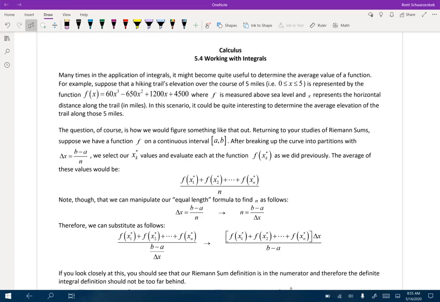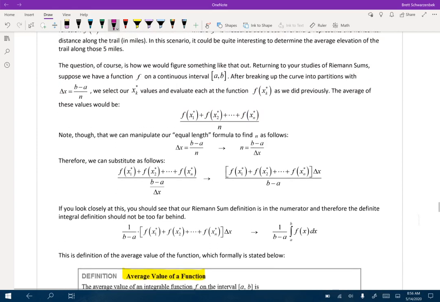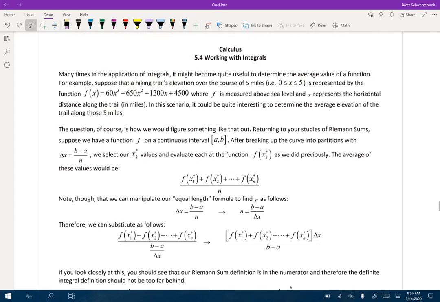This is the 5-4 notes for Calculus 1. This entire section basically revolves around one concept called the average value of a function. So you're going to learn about what this means and how to apply it. It's a pretty short section, but the main concept you need to get out of it will be that, which I'll cover in 1 second.